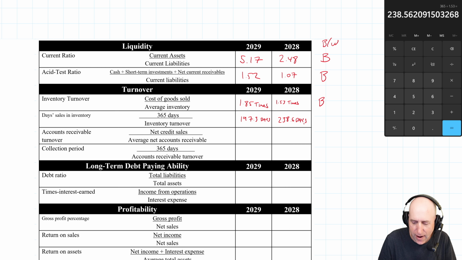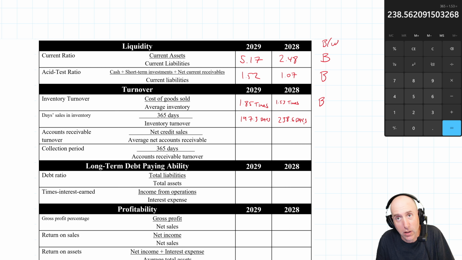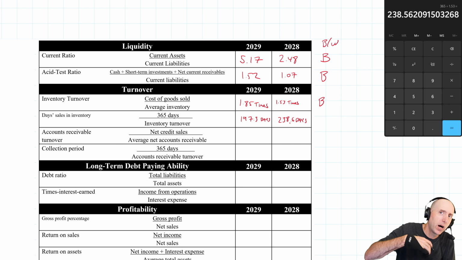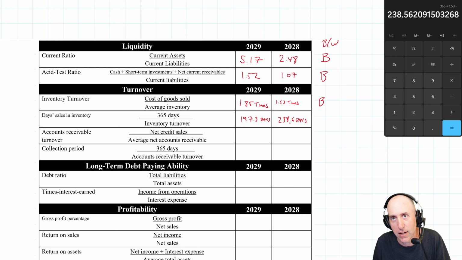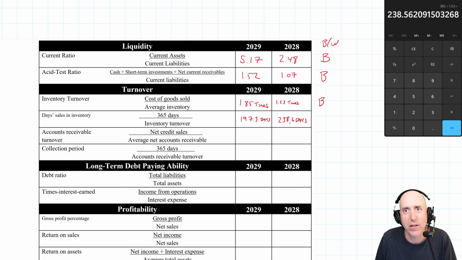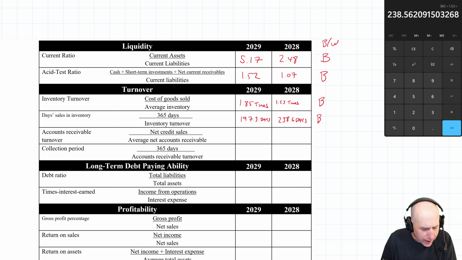This is a measure of how long our inventory is sitting unsold. So last year, 2028, it was taking me around 240 days to sell my inventory. From the day I bought it to the day it shipped off to the customer, it was about 240 days. This year, it's around 200 days. Less is better, right? You would rather your inventory be sitting around unsold for fewer days rather than more. So we are improving.